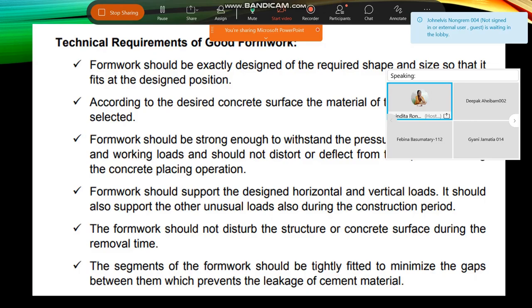4. Formwork should support the design horizontal and vertical loads. It should also support the other unusual loads during the construction period. 5. The formwork should not disturb the structure or concrete surface during the removal time. And the last one, the segments of the formwork should be tightly fitted to minimize the gaps between them, which prevents the leakage of cement material.